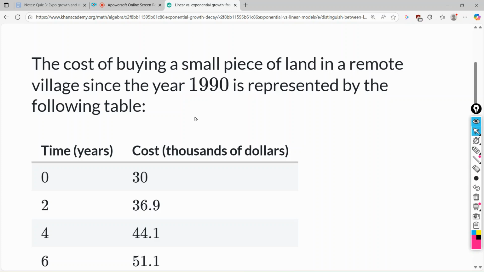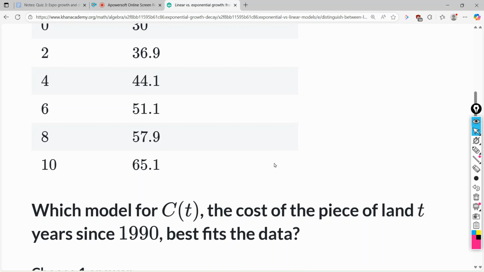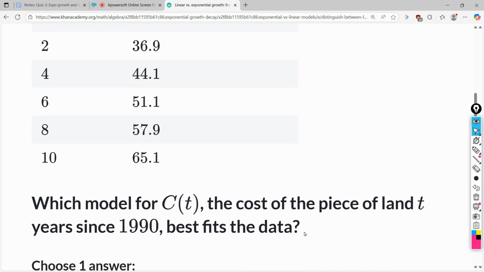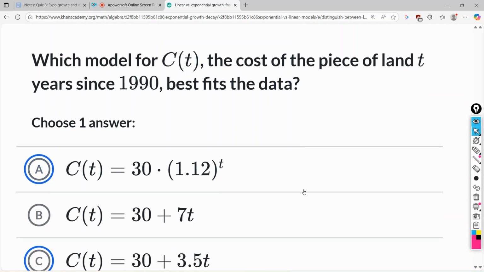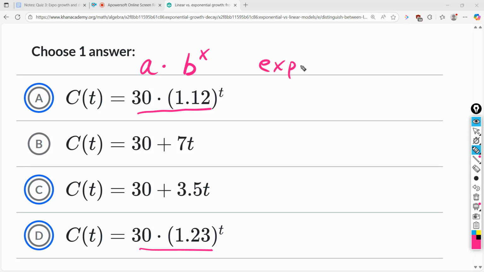All right, the cost of buying a small piece of land since 1990 is represented by this table here. Which models for C of T, the cost of a piece of land T years since 1990, best fits the data? Okay, so notice the ones like answer A and answer D, they are in the form of a times b to the x. Okay, that's exponential.